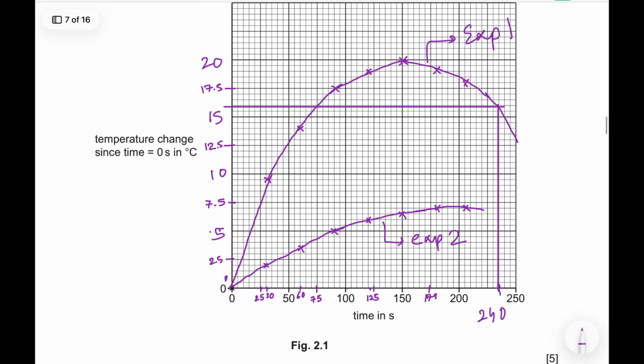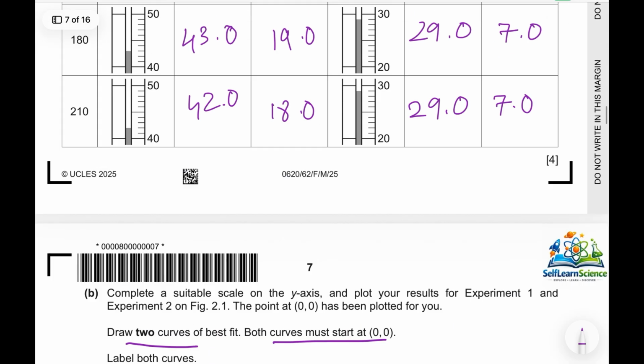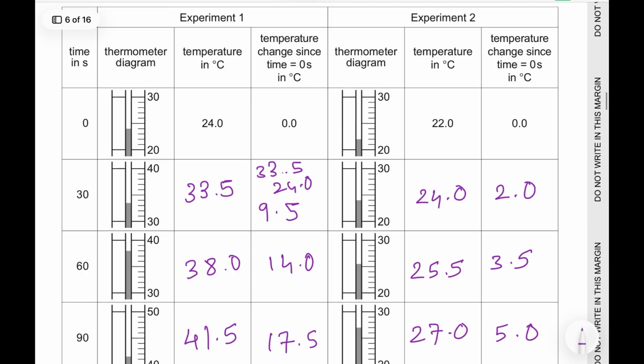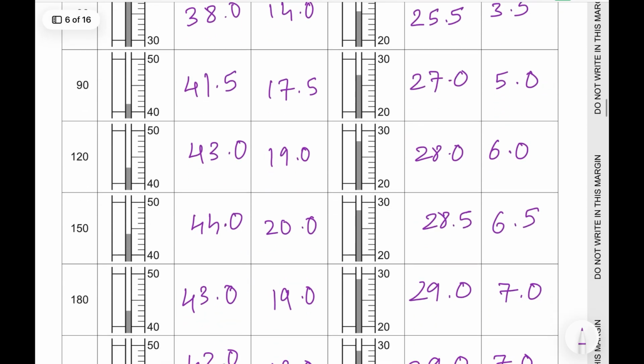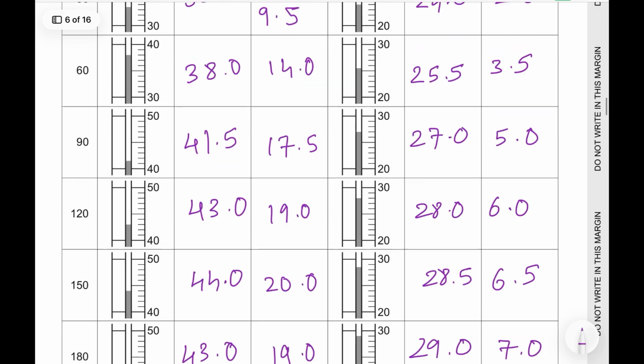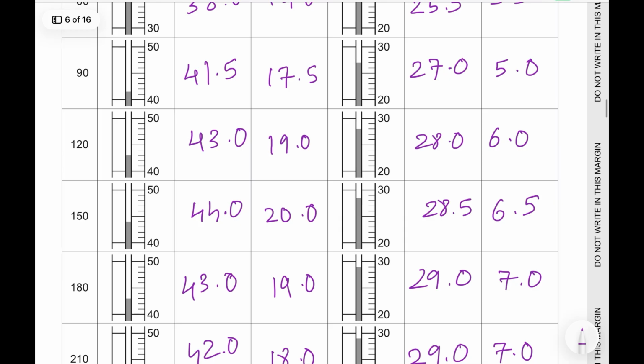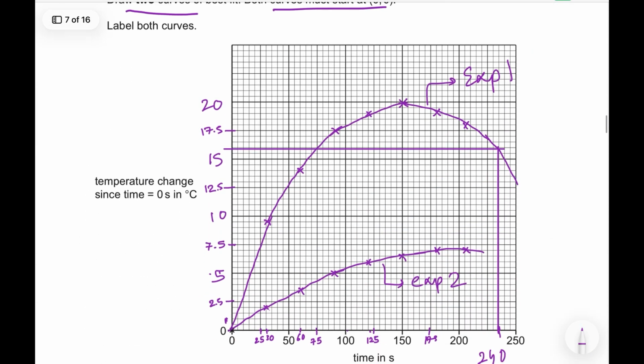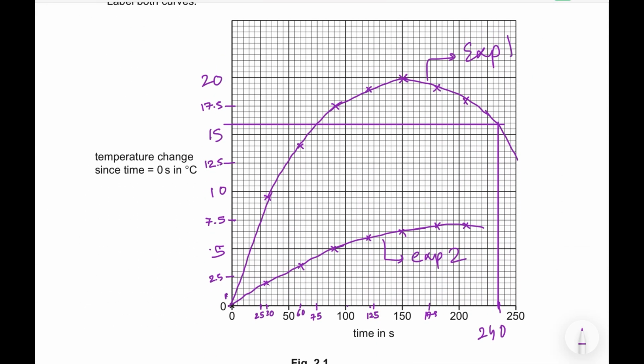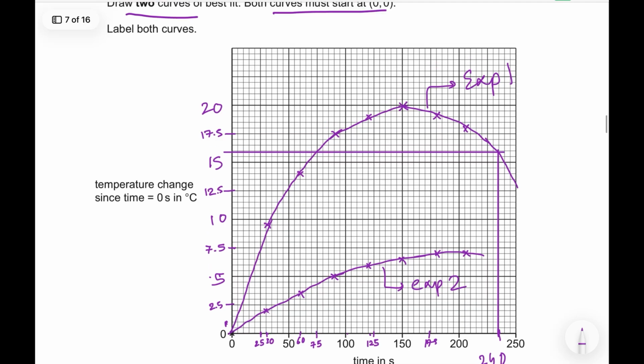Now, we have two experiments. They have not given us the y scale, but they have given us what is plotted on the y scale, which is temperature change. I have already calculated the temperature change here in the table. We have to see the range first, what is the smallest number and the highest number. The smallest is starting from 2.0, and the highest one is till 20. So I will have to take the y scale according to this range, and according to that I have plotted both the curves. I have also labeled them.